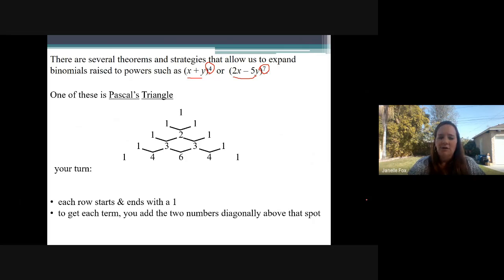Go ahead and do the last one yourself. I'll give you just a minute. Did you get this for your row? 1, 5, 10, 10, 5, and 1. Okay, so this goes on forever. You can do this forever and ever.